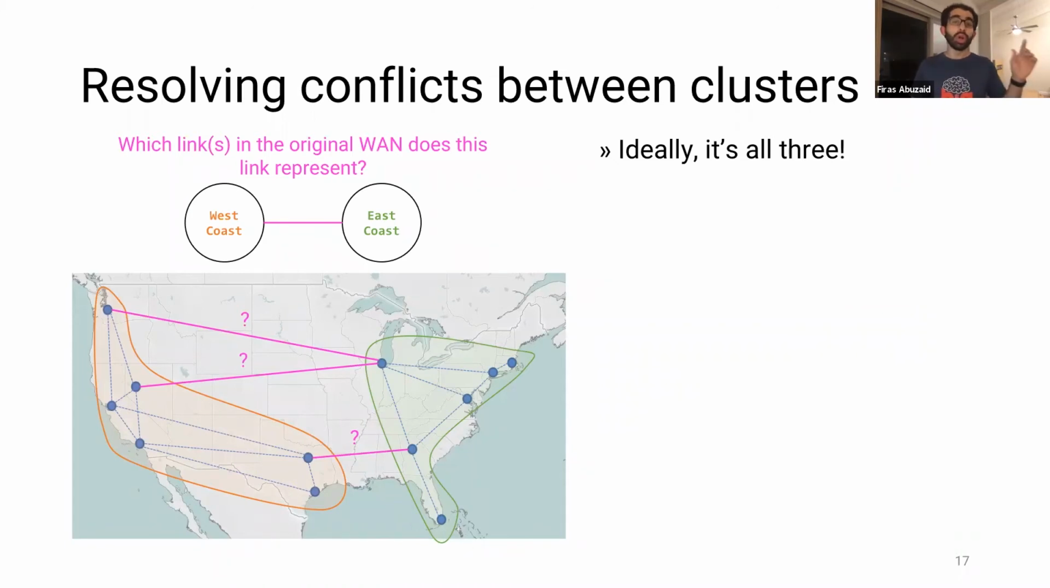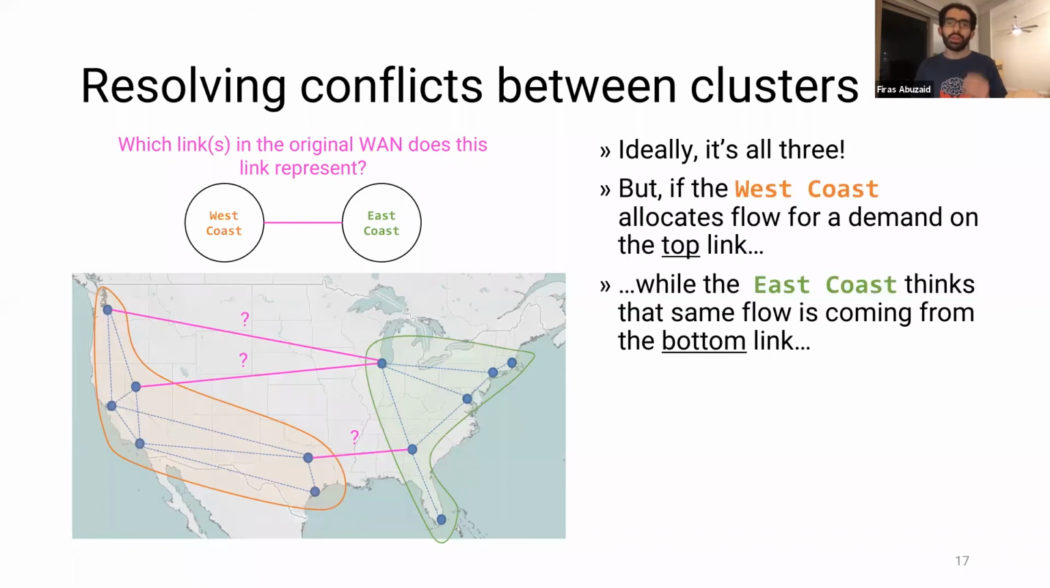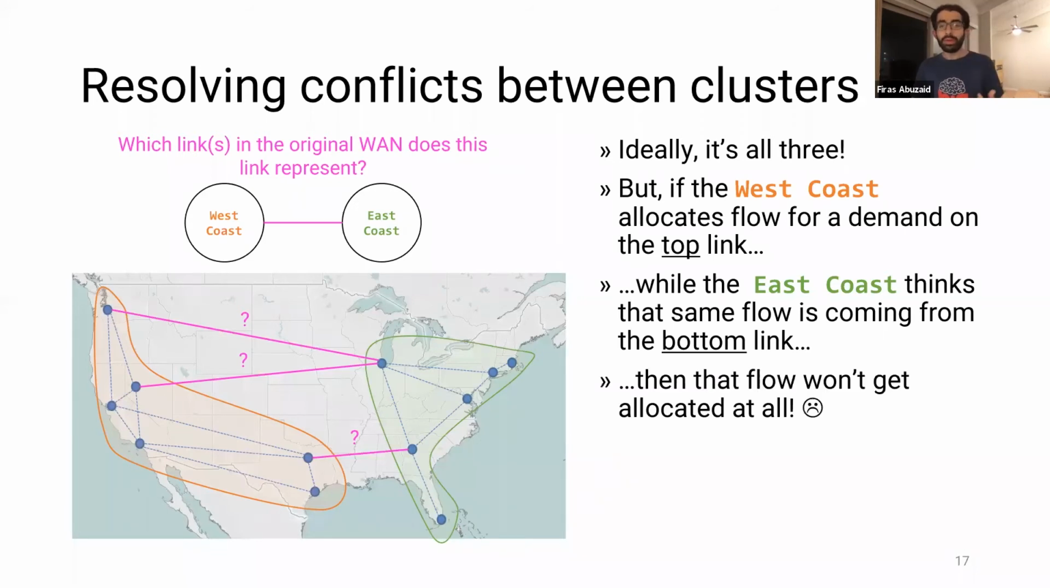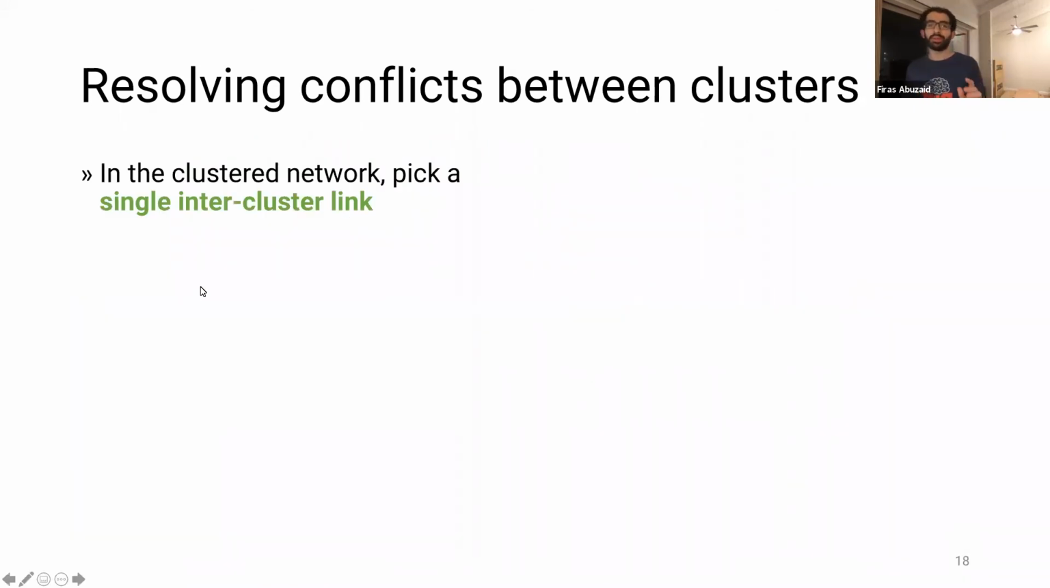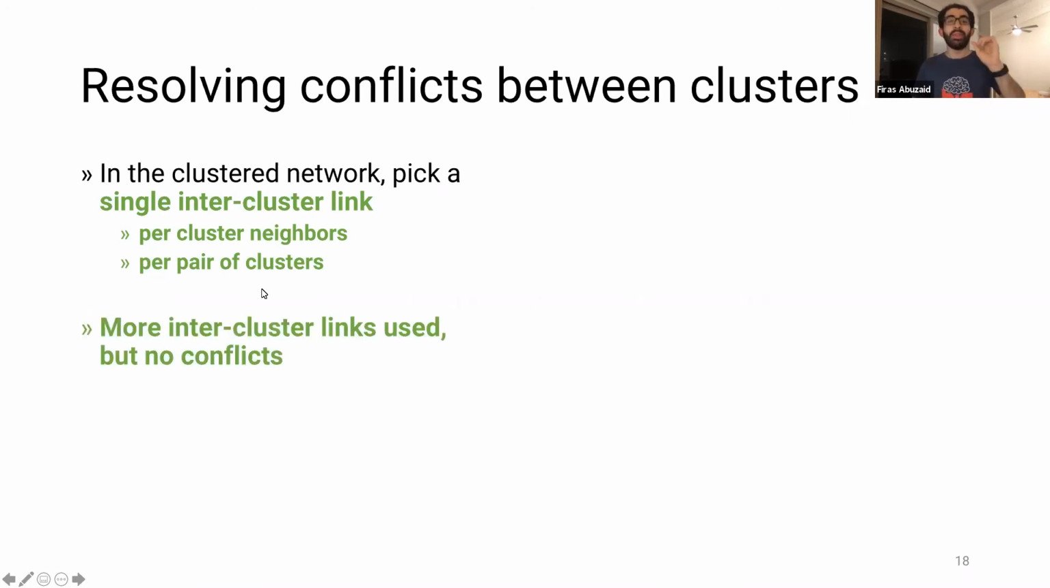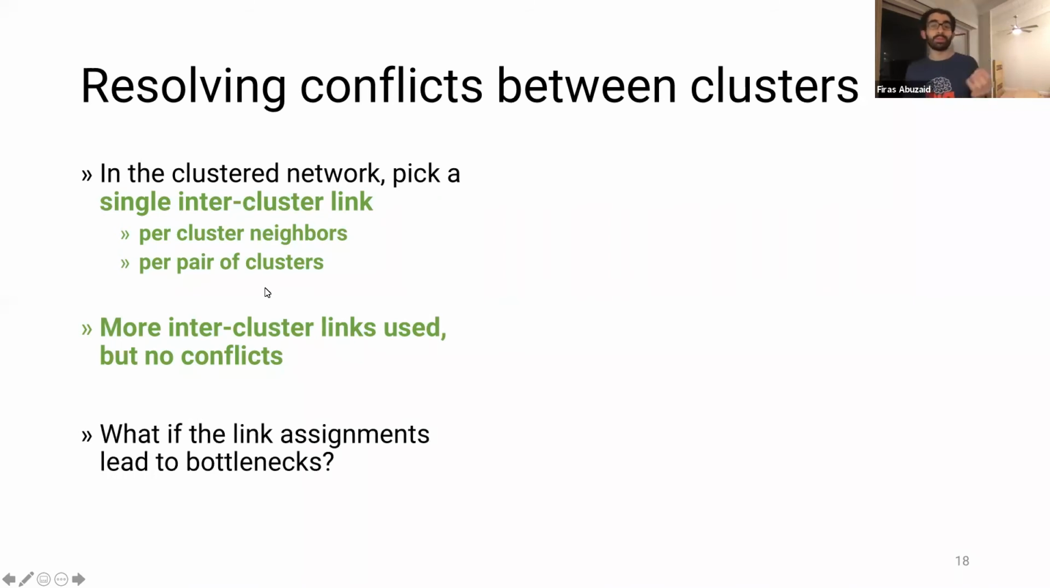That way, when we solve the per cluster subproblems, we don't have any link capacities in the WAN that go to waste. But what if the two clusters don't pick the same link for a given demand? In that case, the flow for that demand won't be allocated at all. So to eliminate this potential conflict, we select from the clustered network a single link per cluster neighbors for every pair of clusters. Then we solve the problem with those link assignments. And this increases the link capacity used between clusters while also ensuring that no conflicts arise. Now, it is still possible that the link assignments we select lead to a bottleneck that could have been avoided with a different selection.